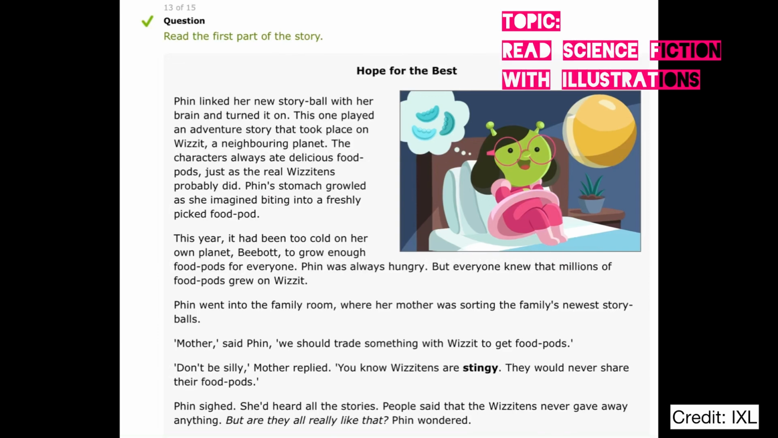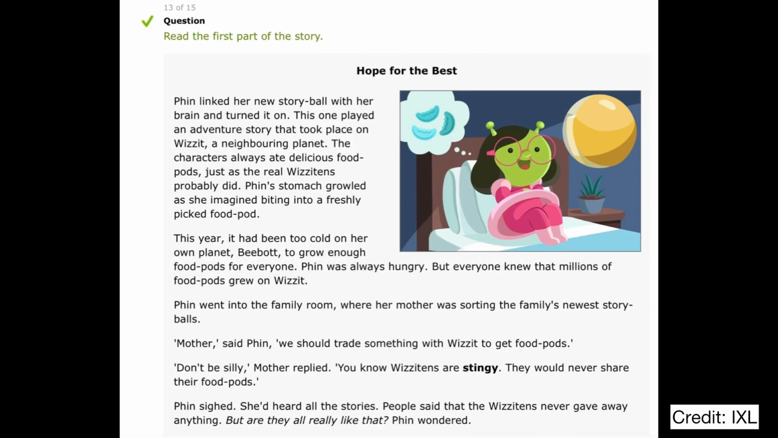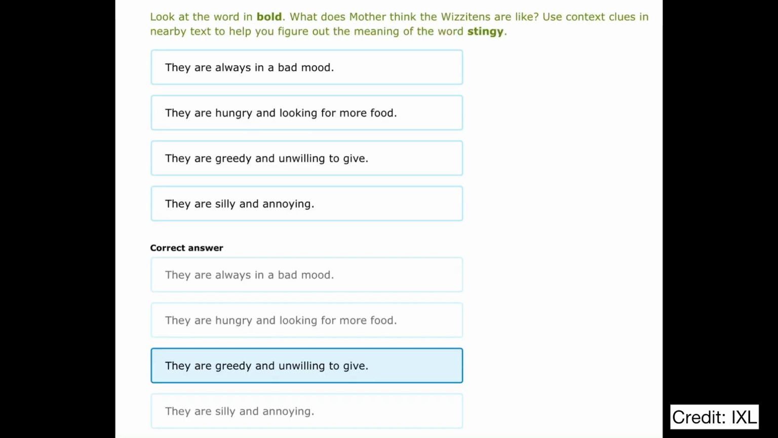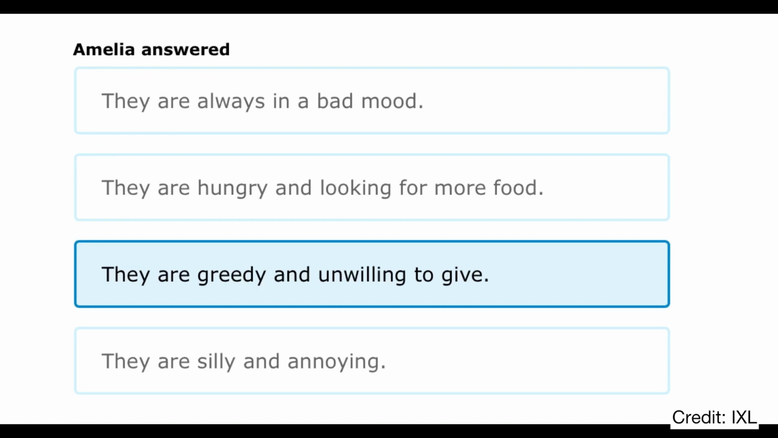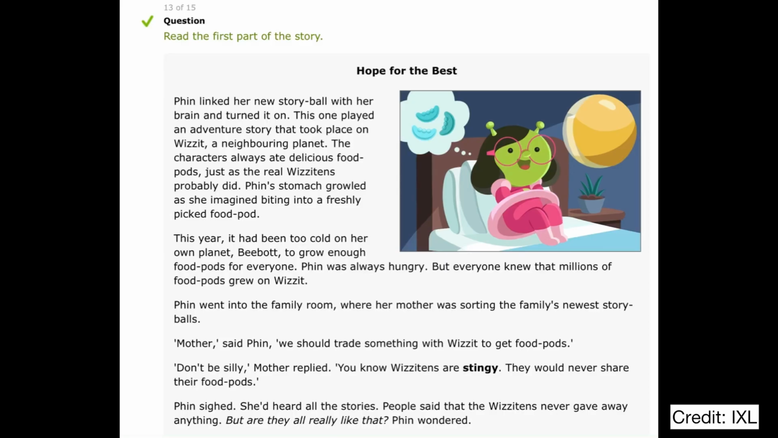I learned about reading science fiction with illustrations. Science fiction is a type of fiction which has space exploration, time travel, aliens, and etc. Illustrations are decorations or visual explanations of a text. There are many ways to illustrate a person, place, event, or story.